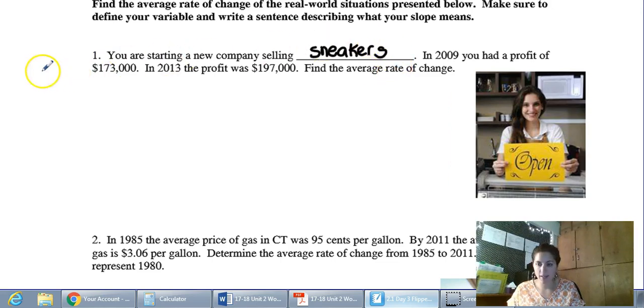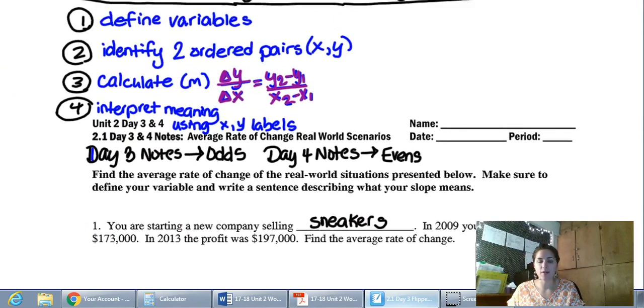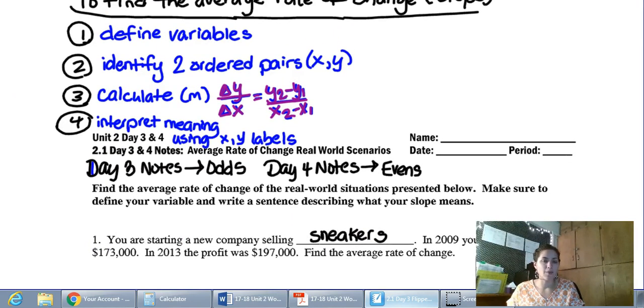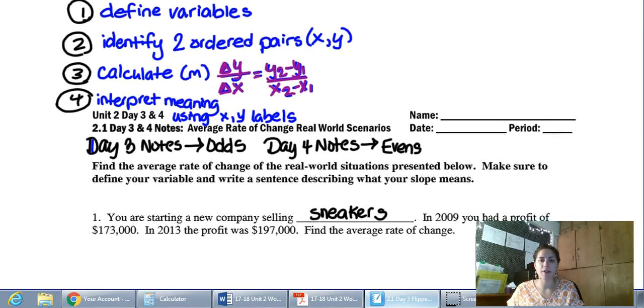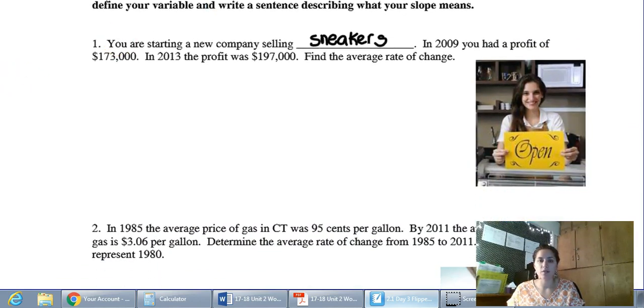So before I do anything else, I'm going to go back up to the top and say, okay, what are my 4 steps? Step 1 says, define my variables. So let's do that first. X is going to equal, and Y is going to equal. Remember, no numbers when defining variables. That got some of us on the test.